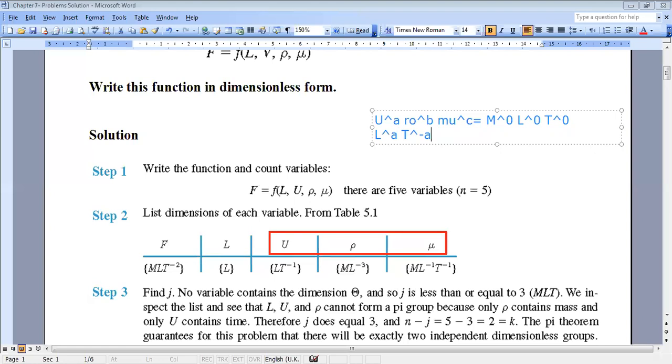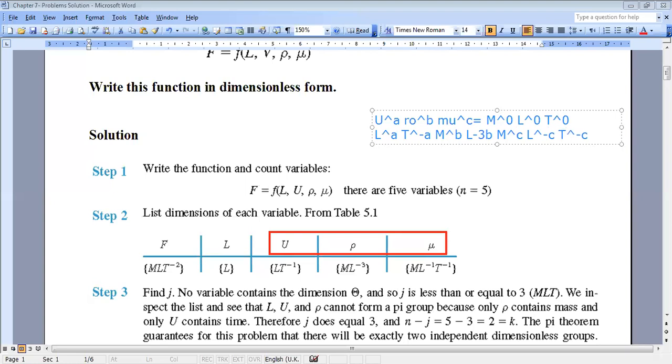Now, what is the dimension of rho? M L minus 3. So M to the power B and L to the power minus 3B. And finally, the unit of mu is M L minus 1 T minus 1. If I raise it to the power C, I get M to the power C times L to the power minus C, and finally T to the power minus C.